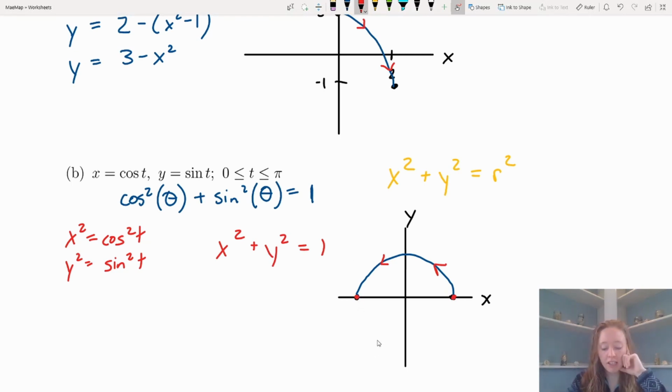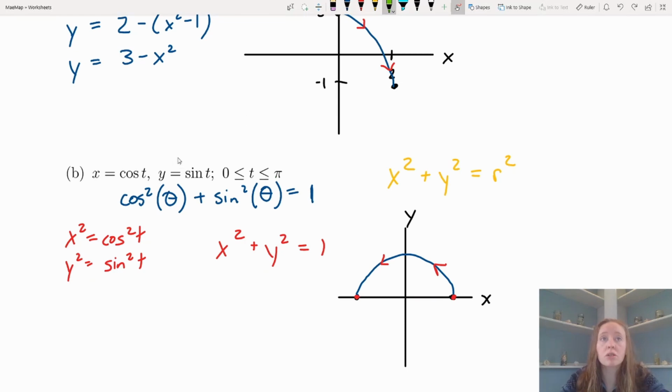Now just to think about this, give you a little bit of practice, how would I get a full circle out of this? Well, right off the bat, there's two different ways I see. I can easily change my bounds going from 0 to 2 pi, because then if I went from 0 to 2 pi, I'm starting at a cosine value of 1 and going all the way around to another cosine value of 1. But that's not the only way I could get that full circle.